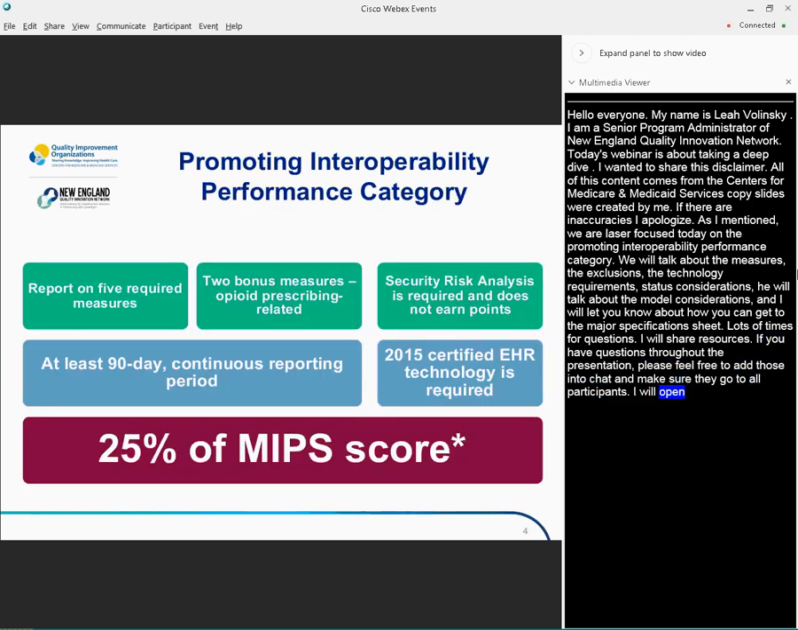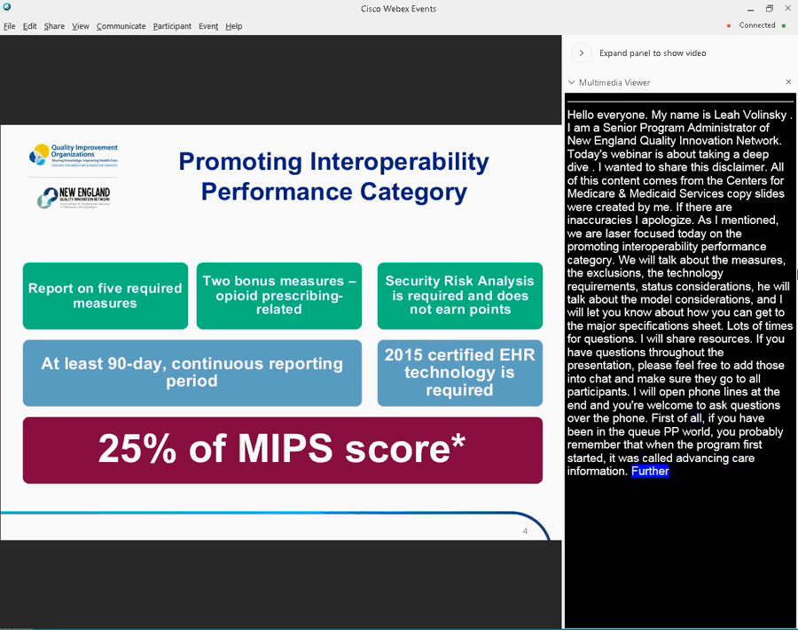So first of all, the Promoting Interoperability performance category. If you've been in the QPP world for some time now, you're probably remembering that when the program first started, it was called Advancing Care Information, or going back even further than that, all of these measures and a lot of the requirements came right from the Medicare EHR incentive program, or meaningful use. But CMS, in a few fashion, changed the name about a year ago to Promoting Interoperability.